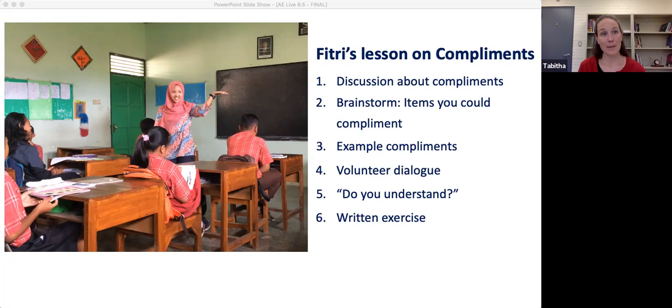So then the next step in her lesson was to give a lot of examples. So she walked around the room and she complimented things that students had. Wow, what a great pen. I love your shoes. What a pretty haircut. So she gave them a lot of examples of ways they could use compliments. Next, she invited 2 volunteers to the front to act out a dialogue together. And in this dialogue, the students were giving each other compliments and responding to compliments.